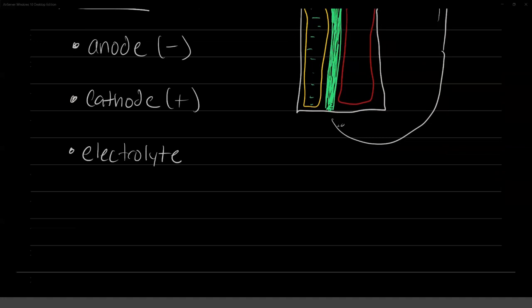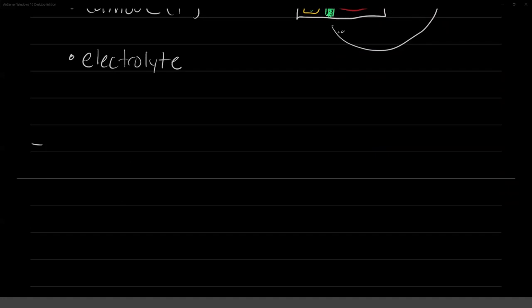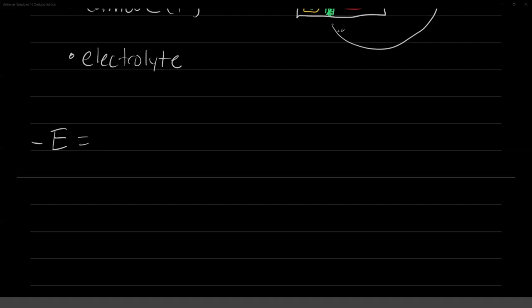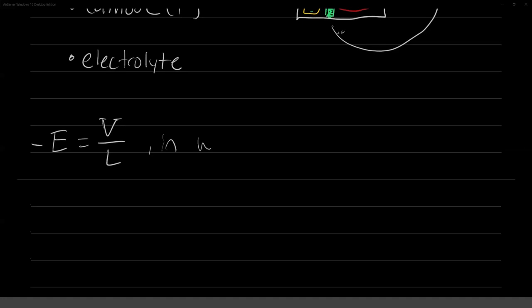So batteries also kind of get into the whole idea of field strength. I think we mentioned it earlier, but field strength equals voltage over length in a wire. So if you're asked what the field strength is and you're given the length of a wire and how much voltage is going through, you can figure out the field strength using that equation.